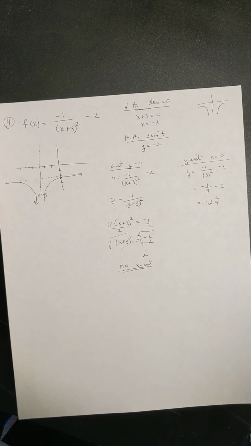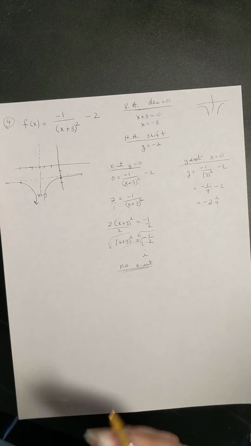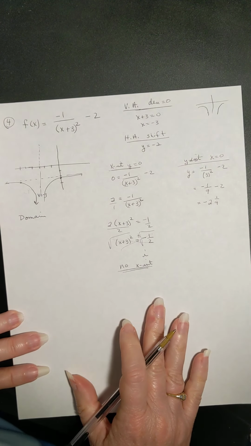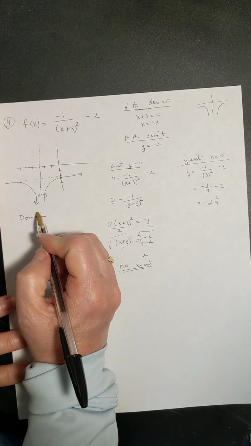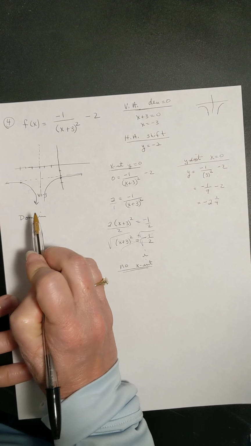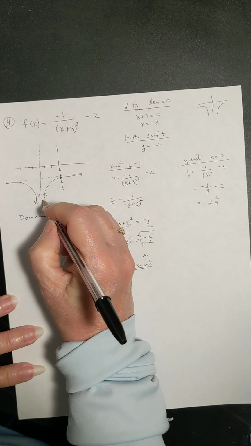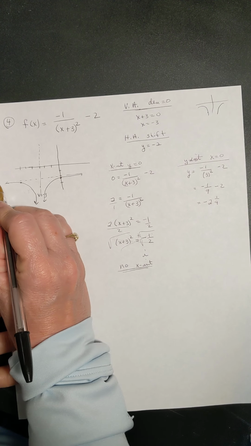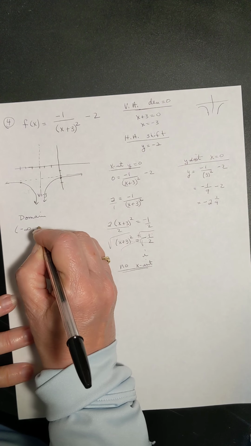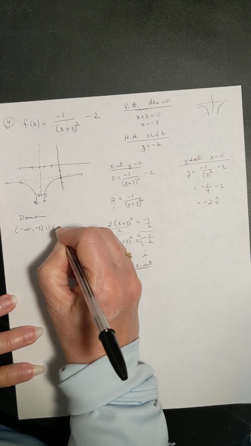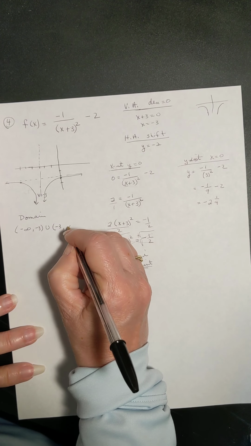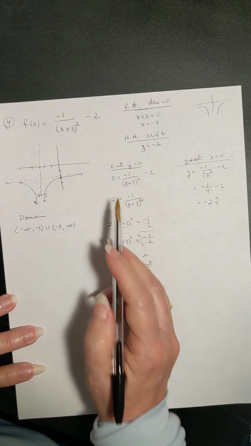Now, on these, they also may ask for our domain. So let's look at our domain here, and we'll look at the range as well. So notice that the vertical asymptote always tells you what your domain is, because that's the number you're skipping over. So here it starts at negative infinity and it goes to negative 3, but it doesn't hit negative 3. And then it jumps over negative 3, and then it goes to infinity. So remember, domain is your x values.